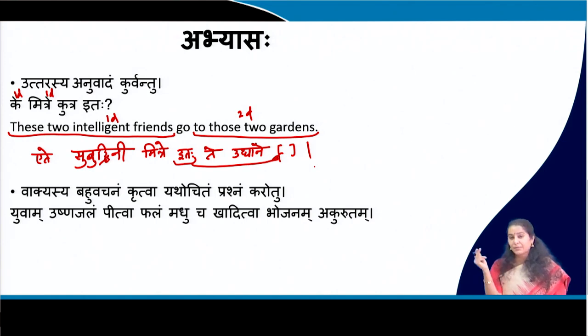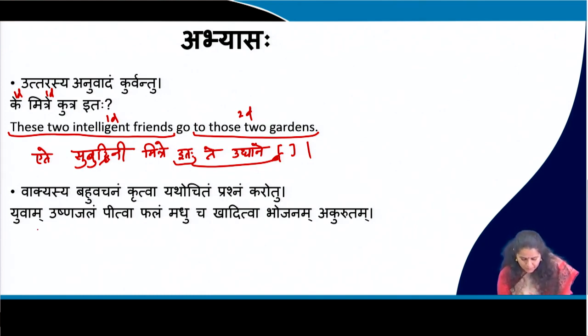And here there is a bit of a logical thing. That's how you know that because the prathama and dvitiya vibhakti are identical, you have to understand the context in this particular case. Agami vakyam pashyama, tatra kim asti? Vakyasya bahuvachanam kritva yathochitam prashnam karotu. Tari yuvam ushna jalam pitva. So it is ushna jalam, which was an error in my mind. So it is ushna jalam pitva phalam madhu cha khaditva bhojanam akurutam. Okay.